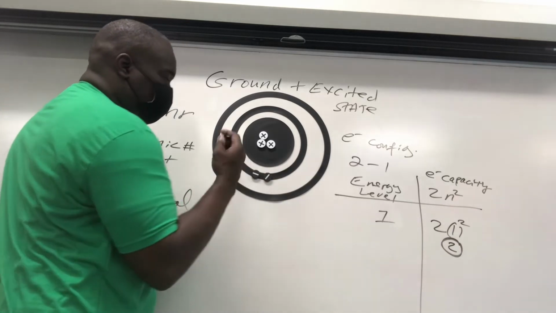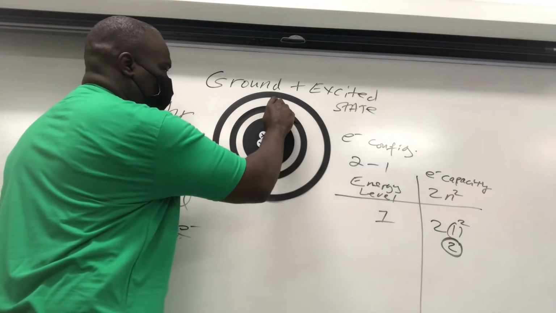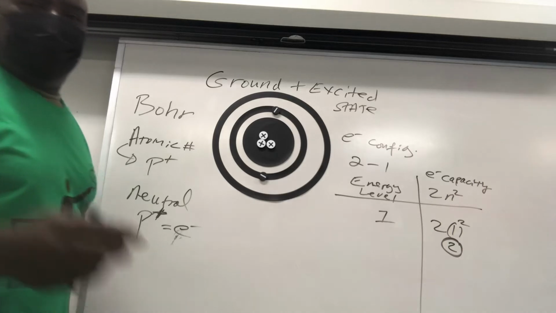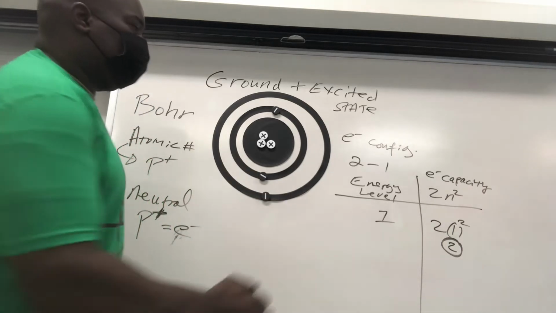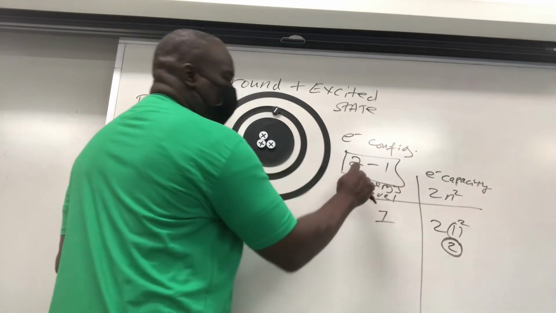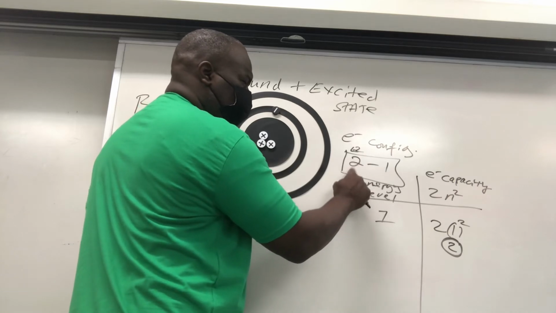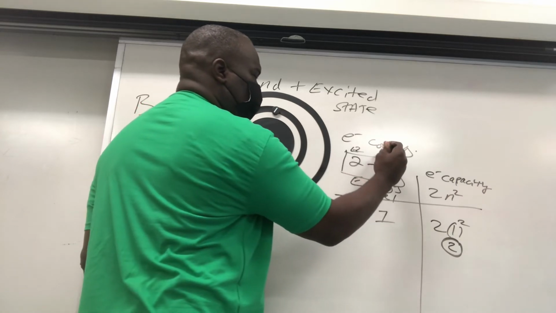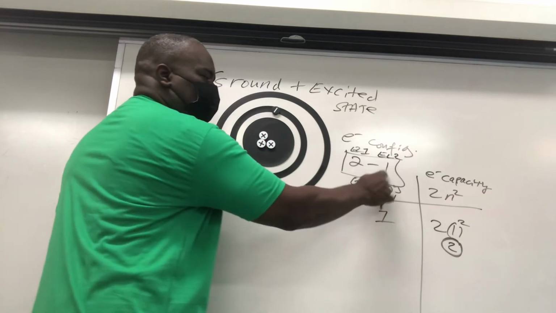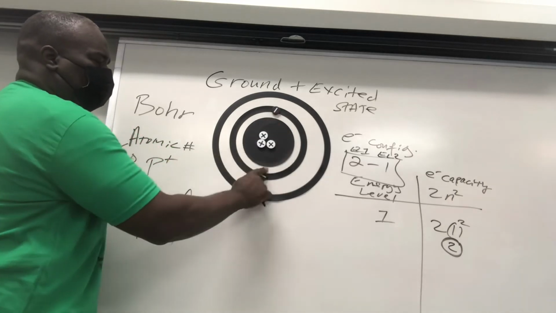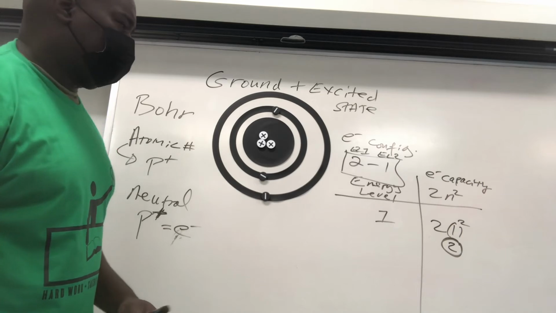So lithium having 3 electrons can put 2 in the first shell. I'll put 1 up there and 1 here. But the other 1 cannot stay there. It has to go into the second energy level. Hence, that's why we have 2-1. In the first energy level, EL for short, there are 2 electrons, and in the second energy level, EL2, we have 1 electron. So that's what 2-1 means, no problem.